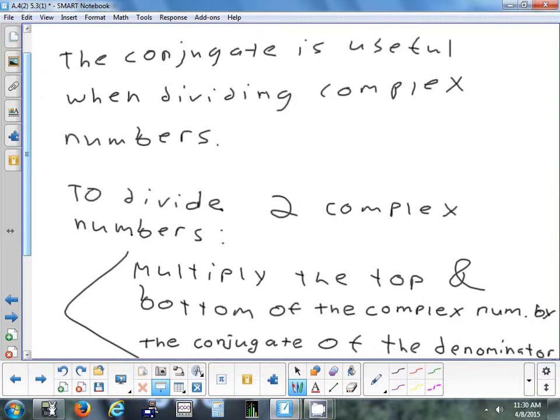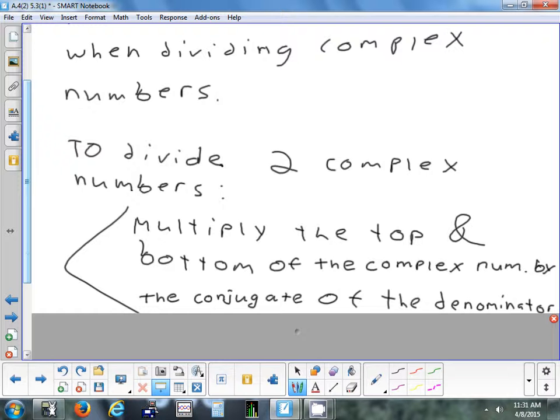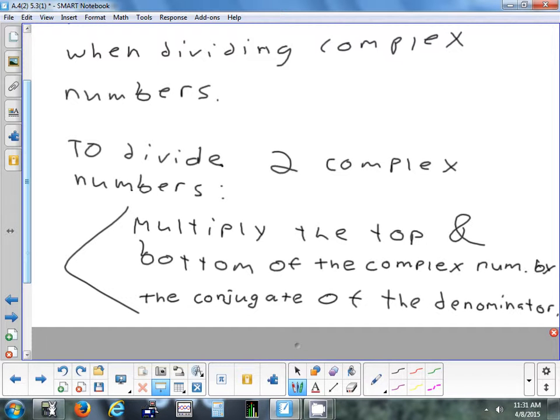So to divide two complex numbers, this is what you do. You multiply the top and the bottom by the conjugate of what's in the bottom. So to do division, we really do multiplication.